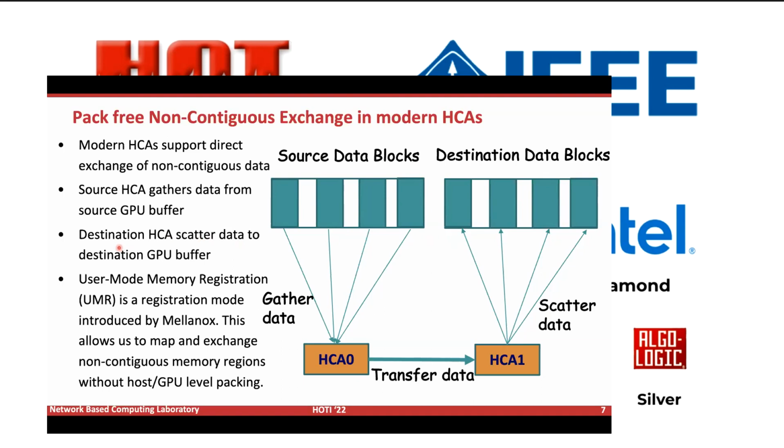This feature is available in modern HCAs. User mode memory registration is a feature in Mellanox HCAs. This allows us to create something called an M key and map it to non-contiguous memory regions. Once that is done, any RDMA operations can be carried out over non-contiguous memory regions. The advantage this feature provides is that it gathers and scatters the data, thereby we don't need to write explicit pack and unpack kernels on the GPU or on the CPU side.